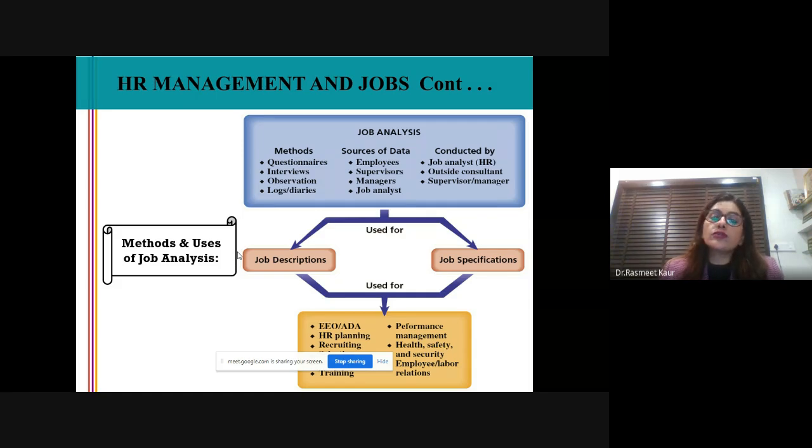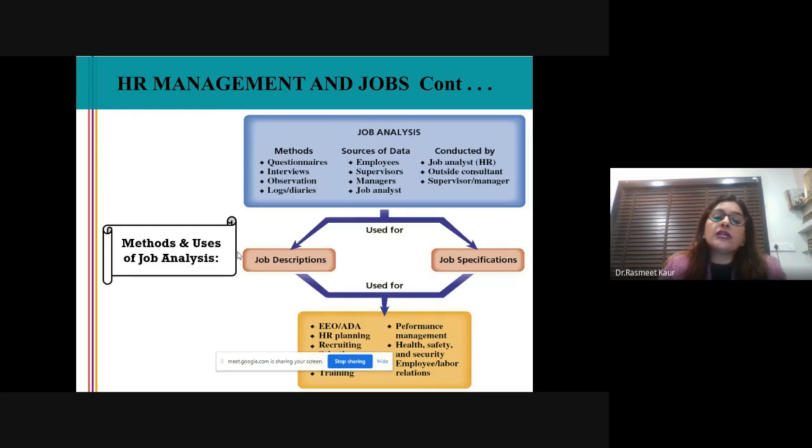You're not talking to them, you're not asking them one by one, you are not getting a questionnaire filled by them, but by your own observation as a manager or as a supervisor, you are doing an analysis of whether there is a requirement of a new job in the organization or not.